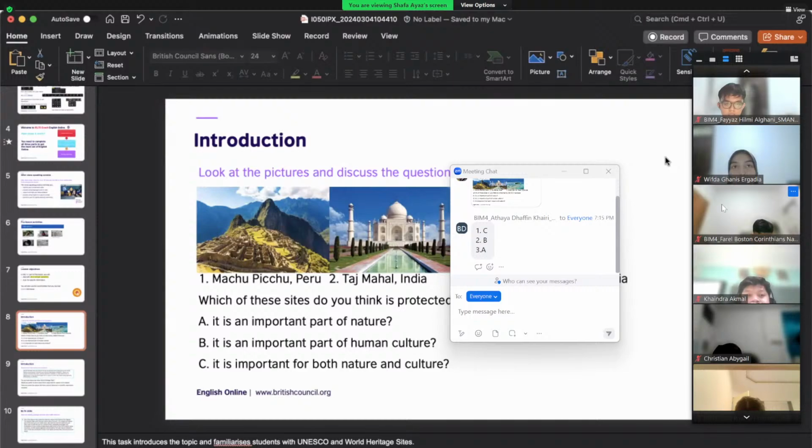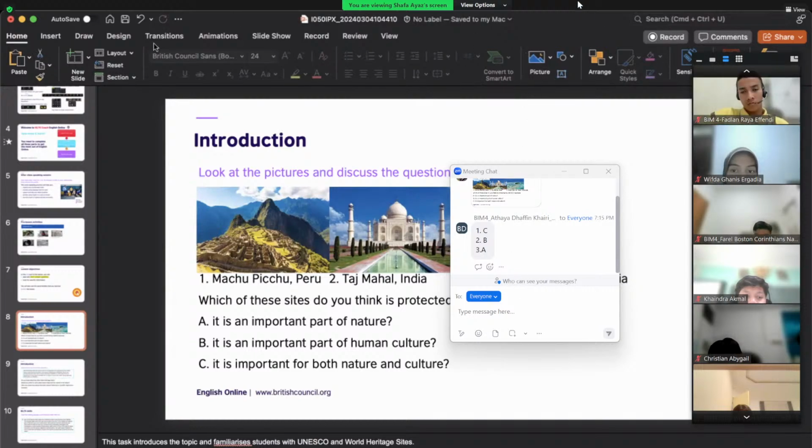Good. Excellent. Do you know any other sites that are protected by UNESCO for the same reasons? Either they're a part of nature or they're a part of human culture and history. The pyramids, the pyramid of Giza. Yes, excellent. Somebody else now? The Colosseum. The Great Wall of China.